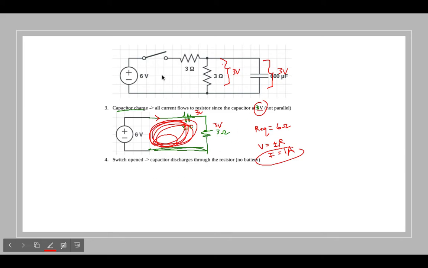Now what happens if you open the switch, right? Wait a second. That means no current is flowing out of the battery anymore once you open the switch. Once you open the switch, basically you're going to have this right here. This is your circuit, right? Because this whole part is gone. This battery is not flowing anymore. That resistor is kind of just sitting there. So what you end up with at the end is a circuit where you have your 3 ohm and your capacitor, like this.